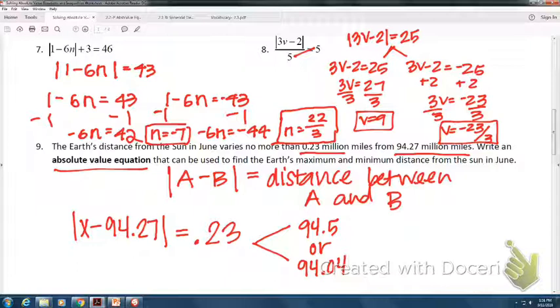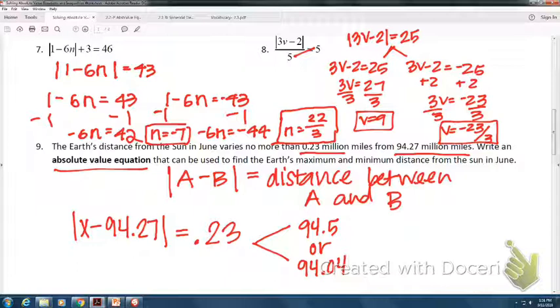Okay, so any questions on this? You can always go back and check your work. So once you write your equation, solve the answers, and then double check to see if they make sense with what your original word problem said. Questions on the front page? Okay, turn it over.